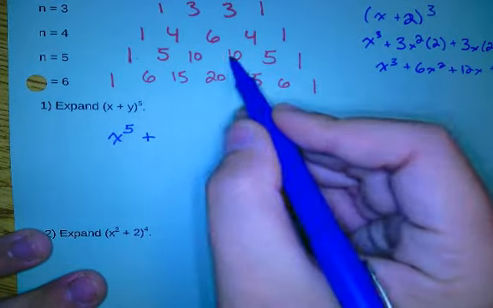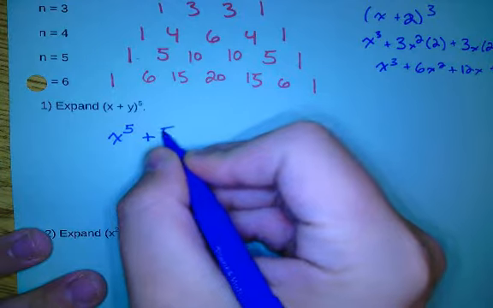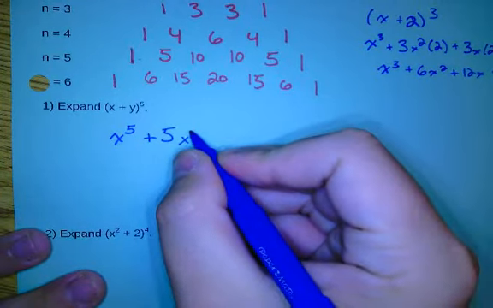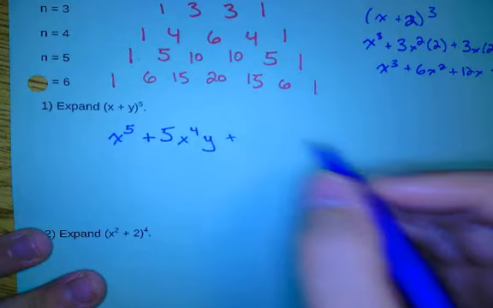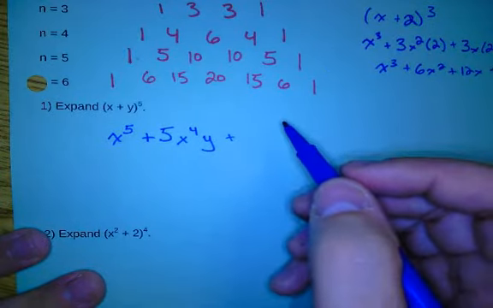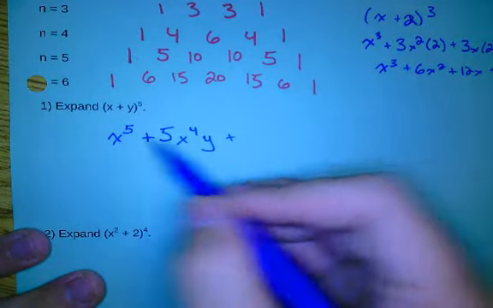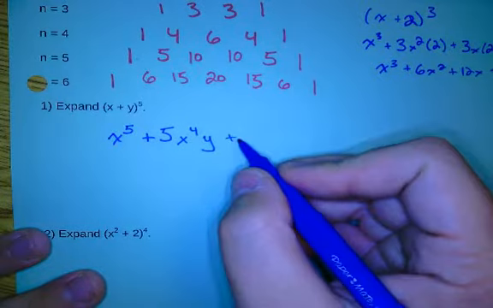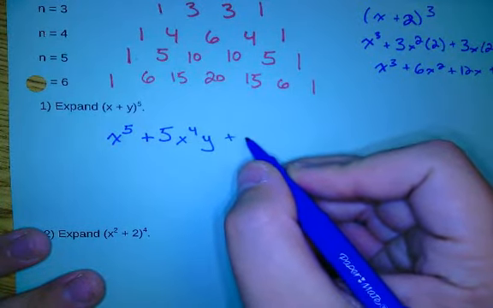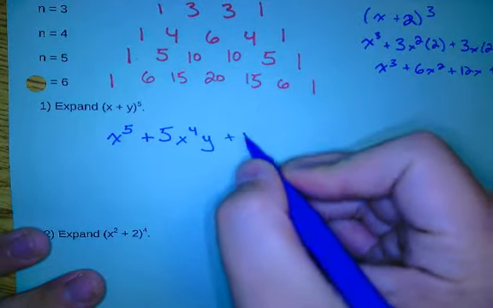I'm on this row, right? 5. X to the Y to the plus. You're correct. It climbs up. So this is Y to the 0. This is Y to the 1. It's going to be climbing up while X is climbing down. So the next number is going to be 10.